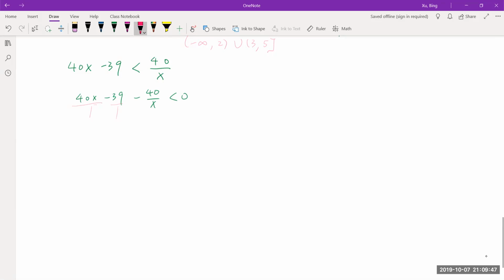So I need to multiply an x here. So it becomes x squared. Multiply x here. That's 39x. So that they have the common denominator of x. On top, you have 40x squared minus 39x minus 40.